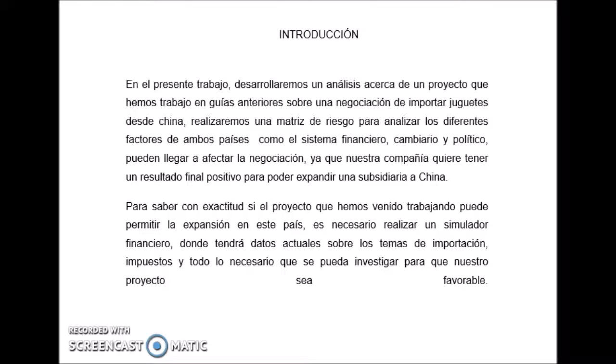that can affect the negotiation. As well, our company wants to have a great and positive end to expand to a subsidiary in China. So to know exactly if this project is viable or not, we also made a financial simulation, which will have some actual data about the research about this activity of importation, about taxes and everything that is needed to investigate this project and its viability.